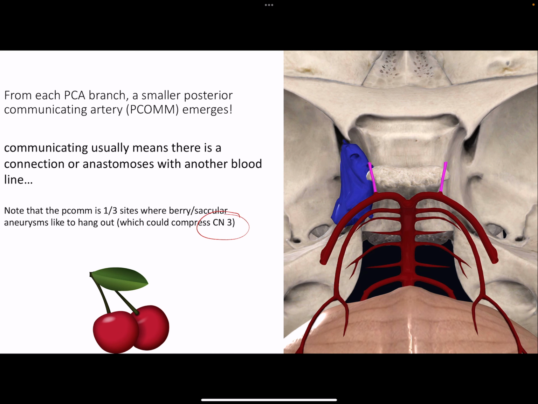We know that cranial nerve 3 is hanging out. So in other words, if you have a berry aneurysm of the PCOM, it could damage cranial nerve 3, and you'll have this down and out pupil, probably with a constricted pupil, down and out eye with constricted pupils.